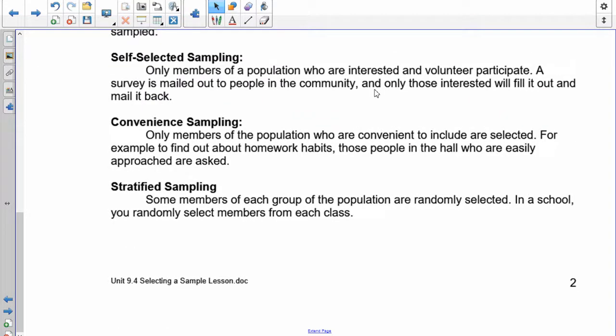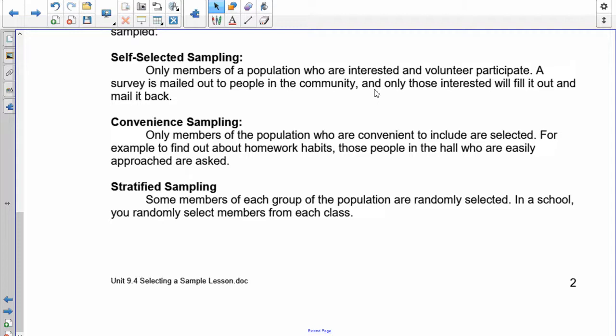Self-selected sampling. This one here is where only members of a population who are interested and volunteer get to participate. For example, you mail out a survey to all the people in the community, and only those interested fill it out and mail it back. There are a lot of issues with self-selected sampling, depending on what you're trying to gather information about.